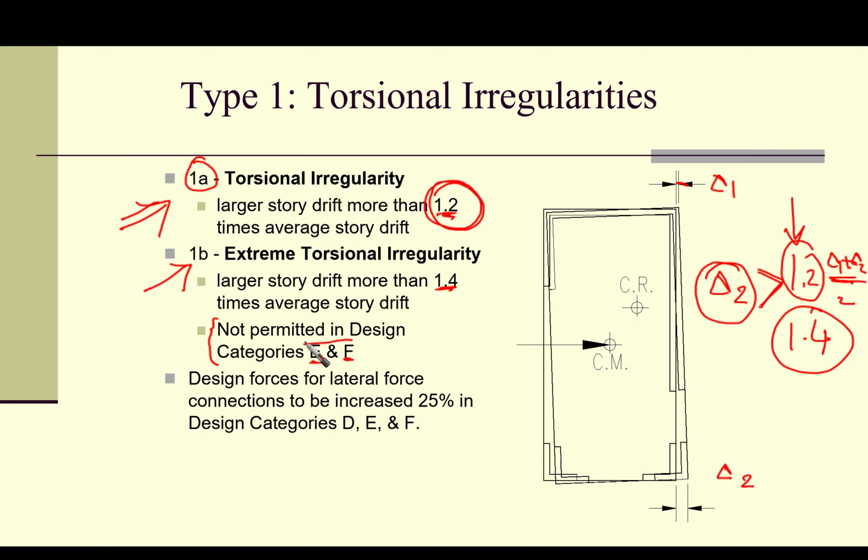Now we can realize the importance of the design categories that we have explained in the previous video. So now, extreme torsional irregularity is not applicable for E and F. And the design forces for lateral force connections are to be increased by 25% in design categories D, E, and F. Okay, for E and F we are talking about this extreme irregularity. It's not allowed here, but for this one it's okay.